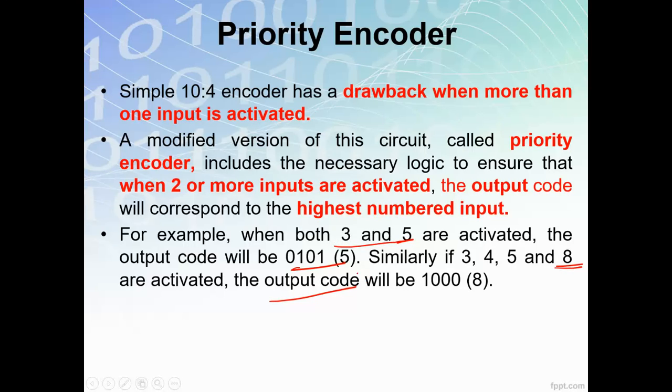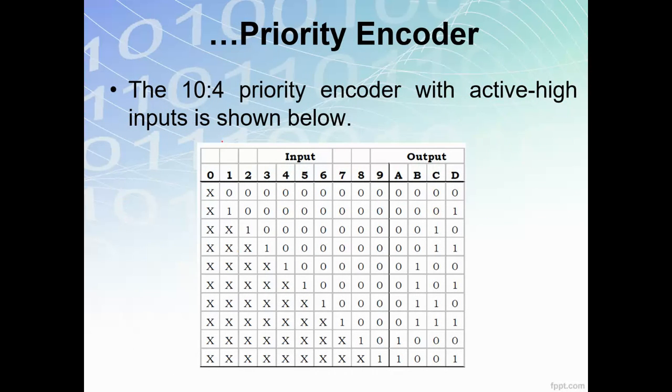So this is what the parity encoder is. This is a modification of the 10 to 4 parity encoder with the active high input being shown. For example, X, 0, 0. This is 1. Between 0 and 1, it will choose 1. Between 0, 1 and 2, it will choose 2. And if 0, 1, 2 and 3, it will choose 3 as the output. The same goes for the rest.